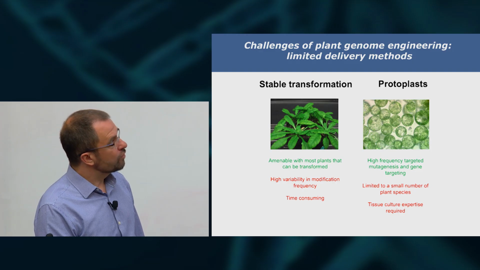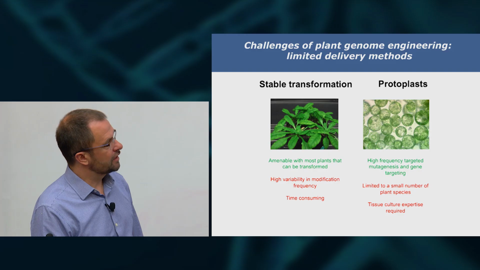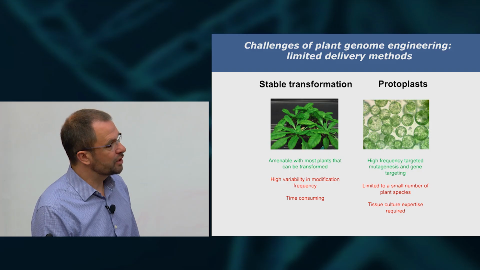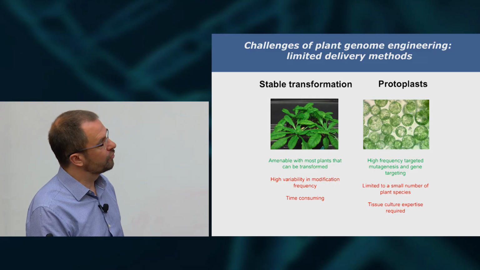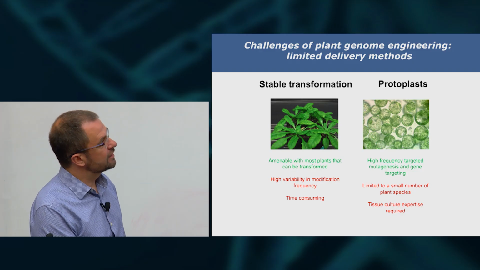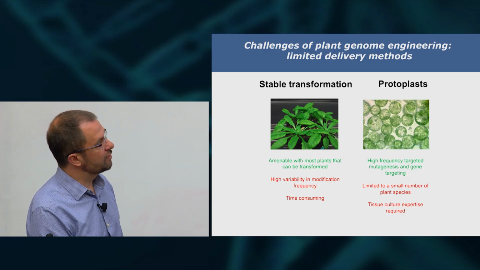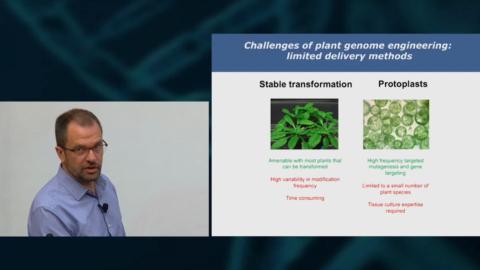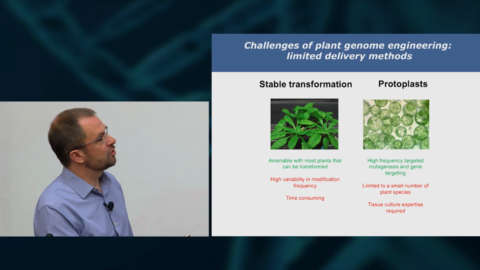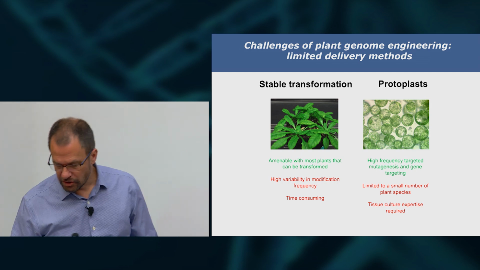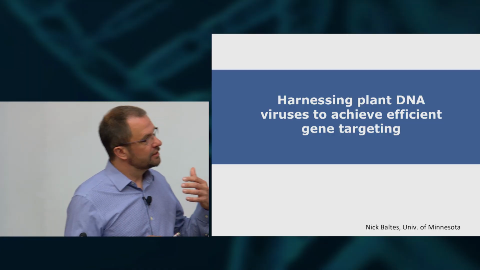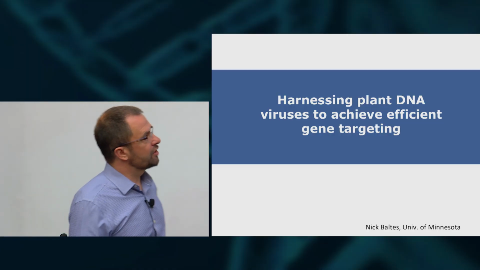Most plants we can transform, we can get DNA into those cells. It varies from plant species to species, and it's time consuming. It's a year to year and a half from the beginning of experiment until you create the transgenic. But it's through this process of stable transformation that most genome engineering approaches take place, whether it's NHEJ-based mutagenesis or HR. And so we've been thinking of different ways to come up with alternative delivery strategies.